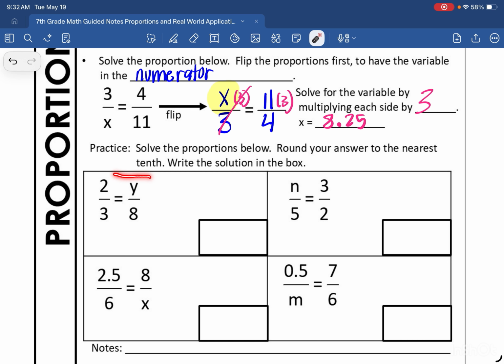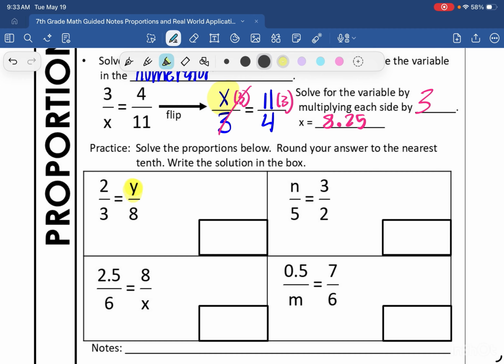All right, let's do this proportion right here. It says 2/3 equals y over 8. Again, I don't notice any obvious multiplicative factors, so I'm just going to solve it by isolating my variable, which is y. It is already in the numerator, so I don't need to flip it.